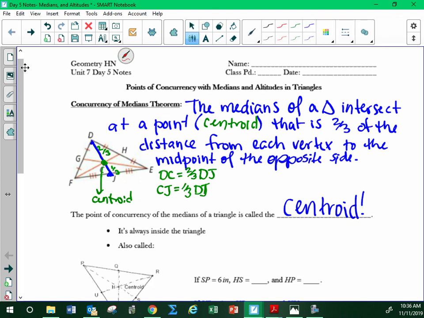So let's go with our EG here. So C to E, centroid to vertex, that's our 2/3 chunk. 2/3 of the whole thing. Our whole thing is GE. Which means C to G is the 1/3 chunk.